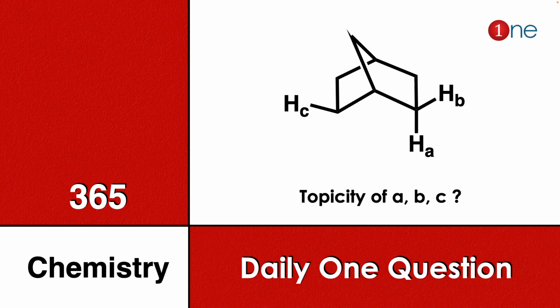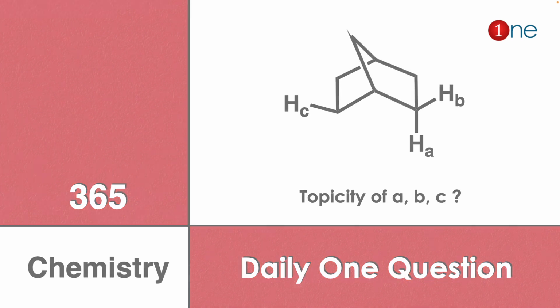Daily one question for you. Here a bridged compound is given with one bridged carbon, and it's a kind of normal system. Here three hydrogens are specified: A, B, C. You have to find the topicity of the hydrogens A, B, C.